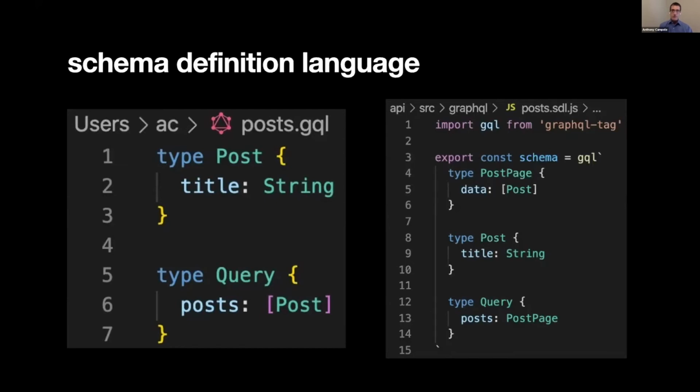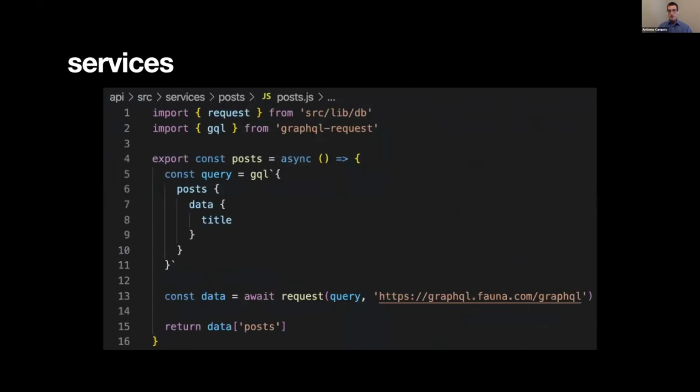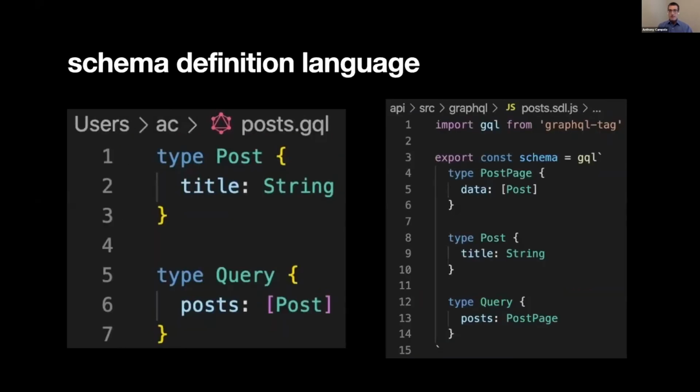If you're not familiar with schema definition languages, you should go to either howtographql.org or just the actual GraphQL website, and there's a lot of great explanations for how this stuff works. But mostly what you need to know here is that we're declaring a type and then telling it what that type contains. So we have our post page, which has the data object with post, and then we have our type post, which has our title, and the title is a string. And then we have our query, which is posts, and that takes in the post page.